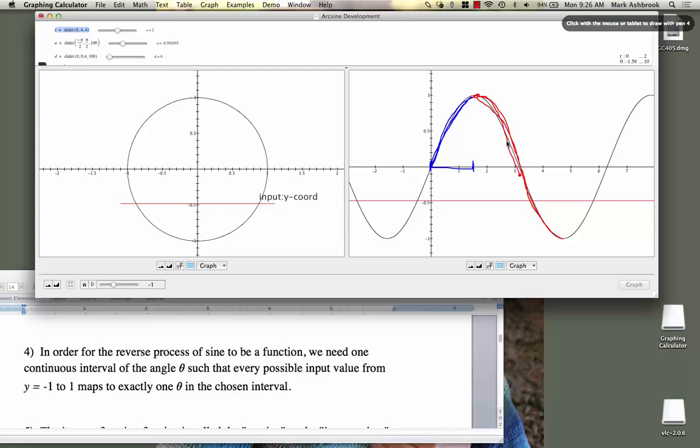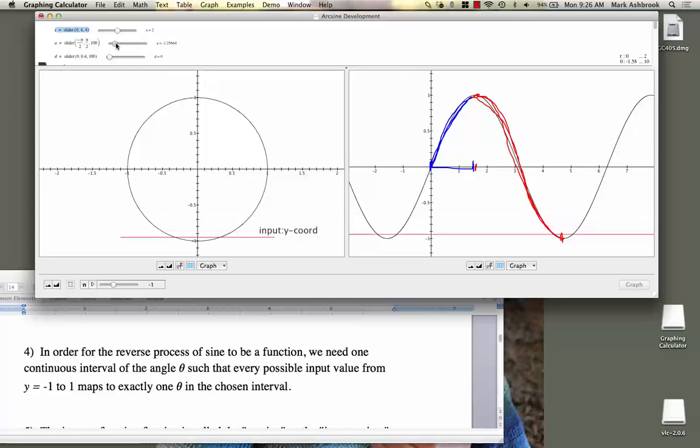Does it give one angle for every y coordinate? Yes, this works. Do you see? So for any y coordinate that you pick, you get just one angle in that range from pi over 2 to 3 pi over 2. It works.